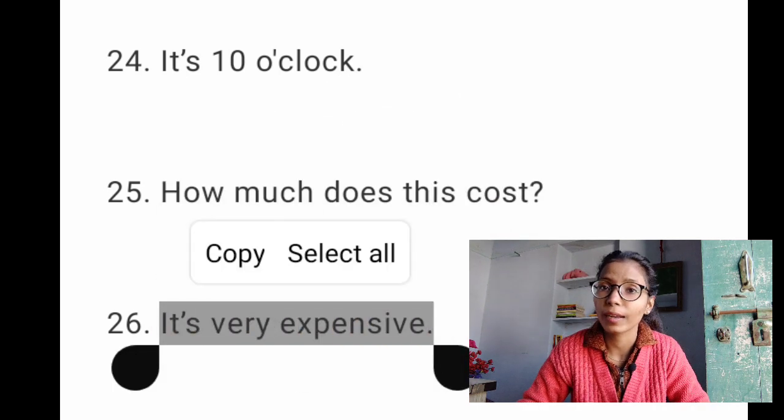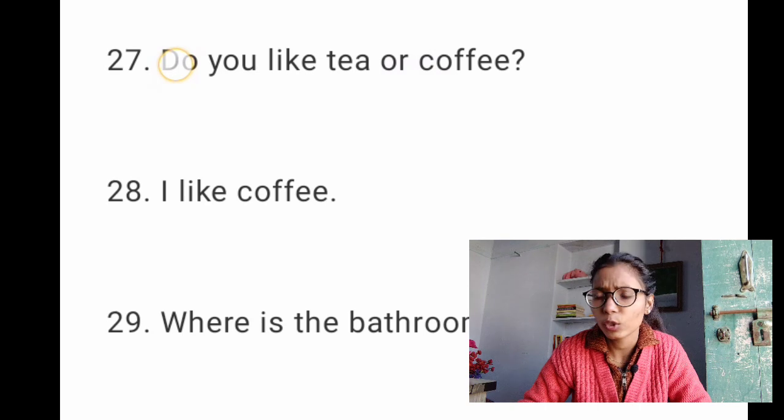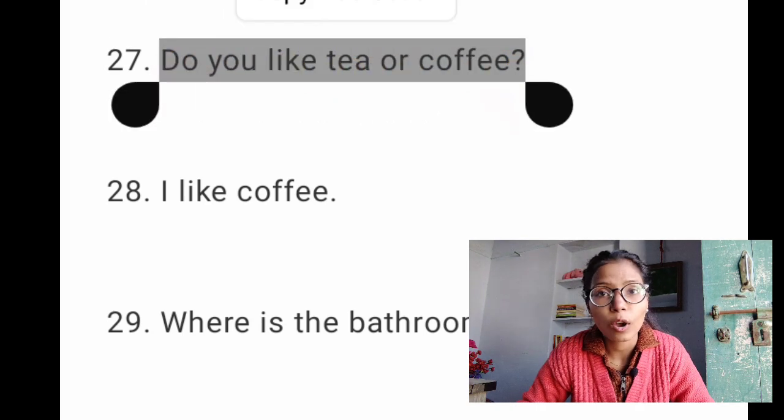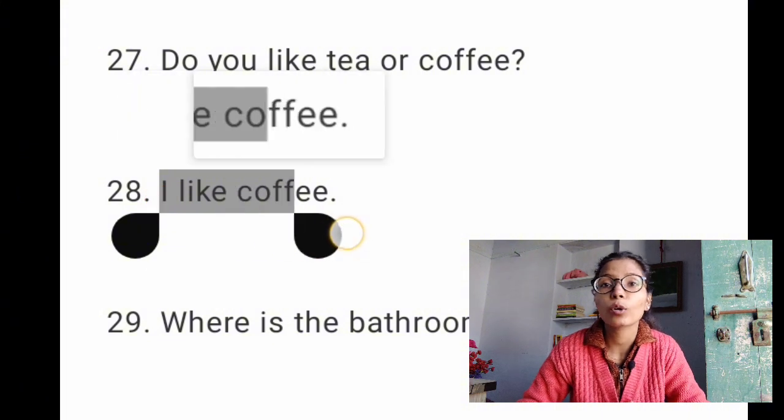यह बहुत महंगा है. It's very expensive. And if you have to say that यह बहुत सस्ता है, then you can say it's very cheap. Then, do you like tea or coffee? आपको चाय पसंद है या कॉफ़ी पसंद है? Do you like tea or coffee?